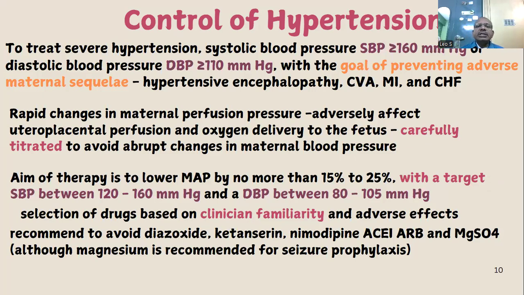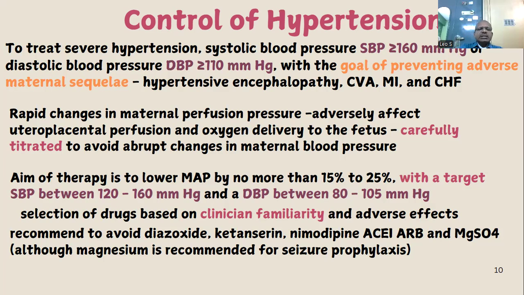For controlling hypertension, the systolic pressure more than 160 millimeter of mercury and the diastolic blood pressure more than 110 millimeter of mercury are being considered the limit. And with the goal of preventing maternal sequelae, it has to be treated. Rapid changes in maternal perfusion pressure adversely affect the uteroplacental perfusion and oxygen delivery to the fetus. So, the management should be carefully titrated to avoid abrupt change in maternal blood pressure.